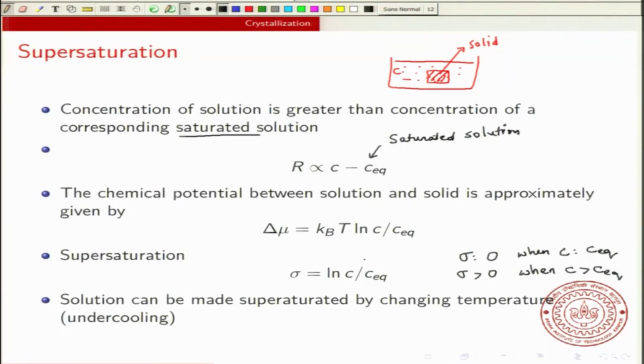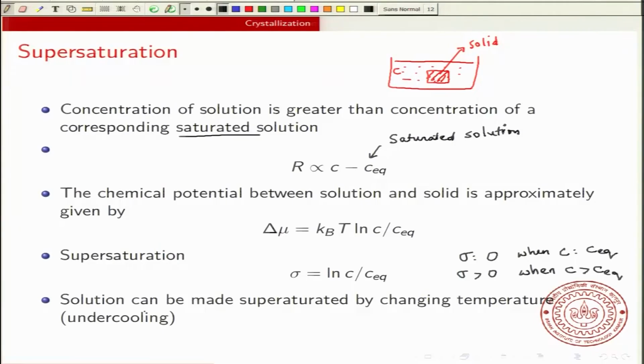Now, on a practical note, how do you make a solution supersaturated? How do you have a solution whose concentration is greater than that of the saturated solution? One way in which this is done in practice is by changing the temperature. So, you have a saturated solution, and you suddenly cool it.